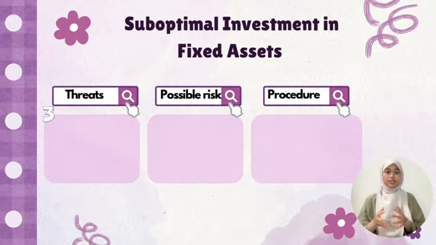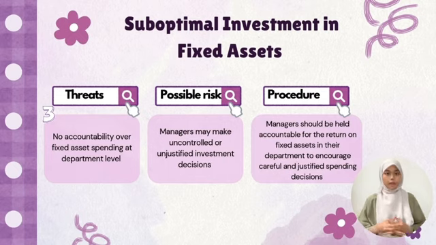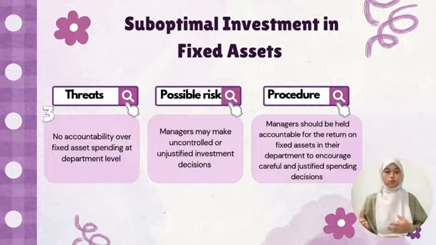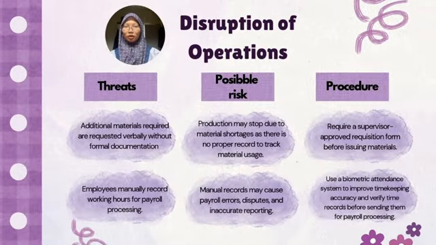Next, the third threat is a lack of accountability over fixed asset spending at the department level. When no one is directly responsible for tracking how much a department spends on assets, the possible risk is that managers may make uncontrolled or unjustified investment decisions, especially spending without proper justification. So the control procedure for this is to hold managers accountable for the return on fixed assets within their own department. By tying asset spending to measurable performance outcomes, this encourages managers to make careful, well-justified spending decisions rather than treating capital expenditure lightly.